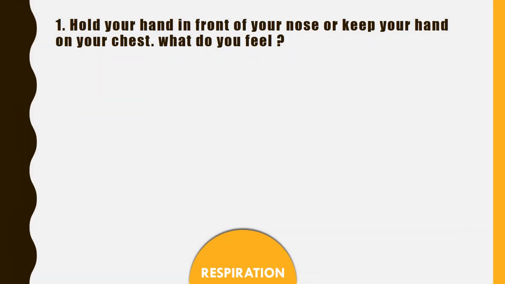Hold your hand in front of your nose or keep your hand on your chest. What do you feel? All living things breathe. Animals, insects, plants, fish are all living things and they all breathe. Different kinds of living things breathe in different ways. But all living things need oxygen in order to stay alive. To inhale oxygen and exhale carbon dioxide is called respiration.